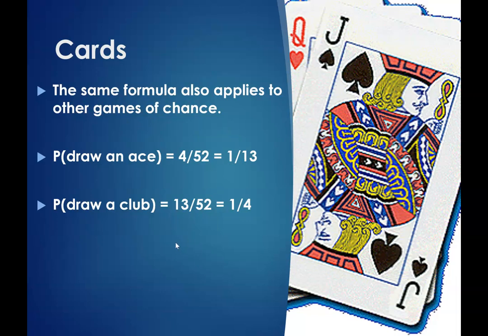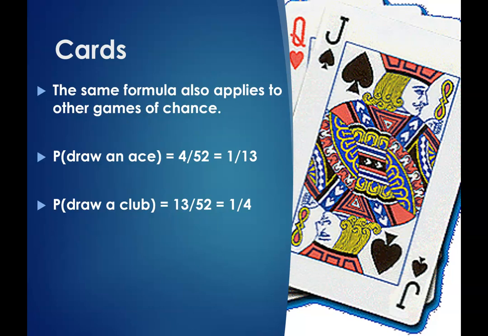Now we're just going to look at a couple of other types of scenarios. We have cards, the same formula goes. Probability of drawing an ace. We would have 4 aces in a deck out of 52 total cards. Reduce it down to be 1/13. Now you might want to wait to reduce till after you're done working with all the problems, but your final answer should be reduced fractions for this case.